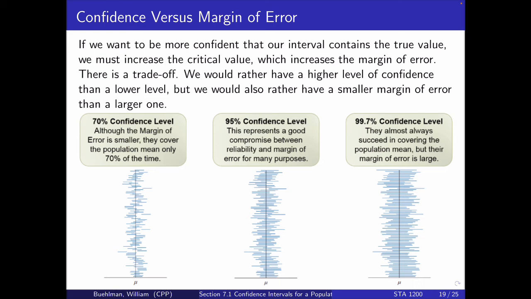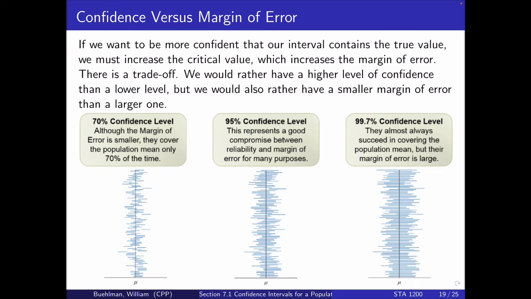95% confidence represents a good level of compromise between reliability and the margin of error for many purposes. Here we cover the population mean with most of the samples, and it's not too big of a margin. If we go to a 99.7% confidence level, they almost always succeed in covering the population mean, but the margin of error is also large. Look at how large the margin of error is. Yes, we almost always hit the population mean, but because of that, we have a very big spread.